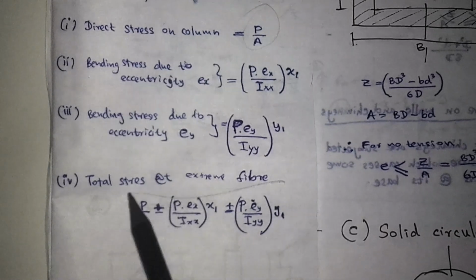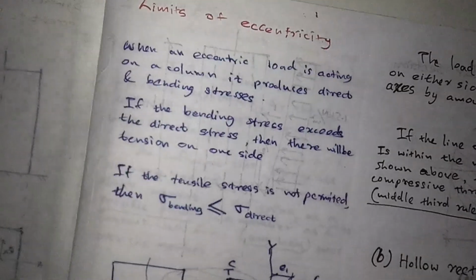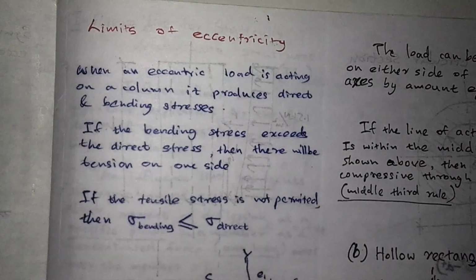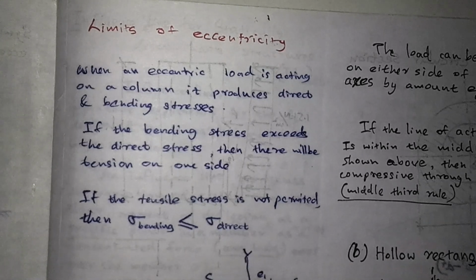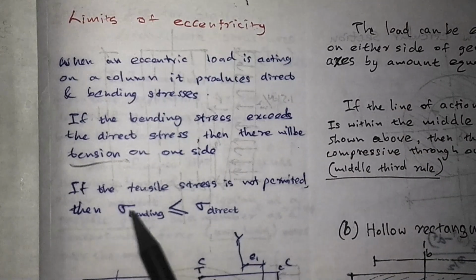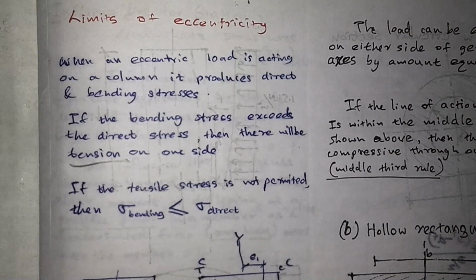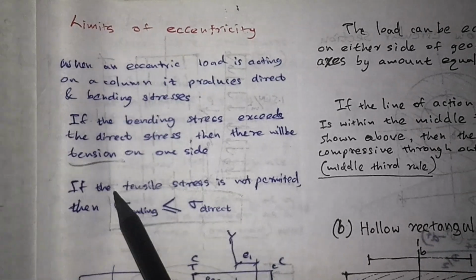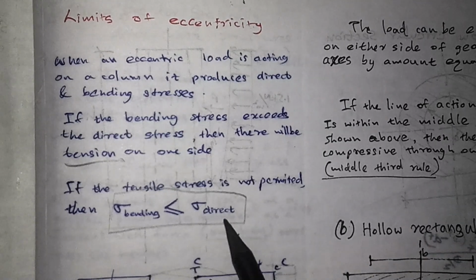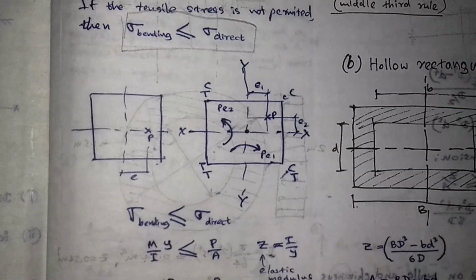Then we have to consider the limits of eccentricity. When an eccentric load is acting on a column, it produces direct and bending stresses. If the bending stress exceeds the direct stress, then there will be tension on one side. If tensile stress is not permitted, then the bending stress should be less than or equal to the direct stress.